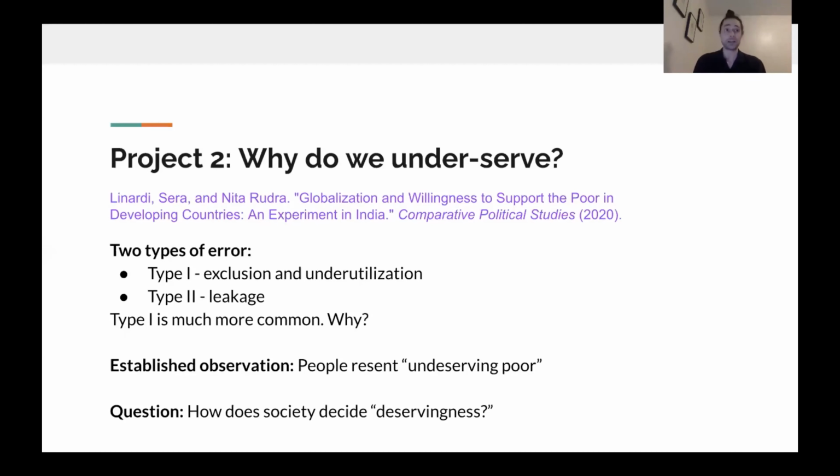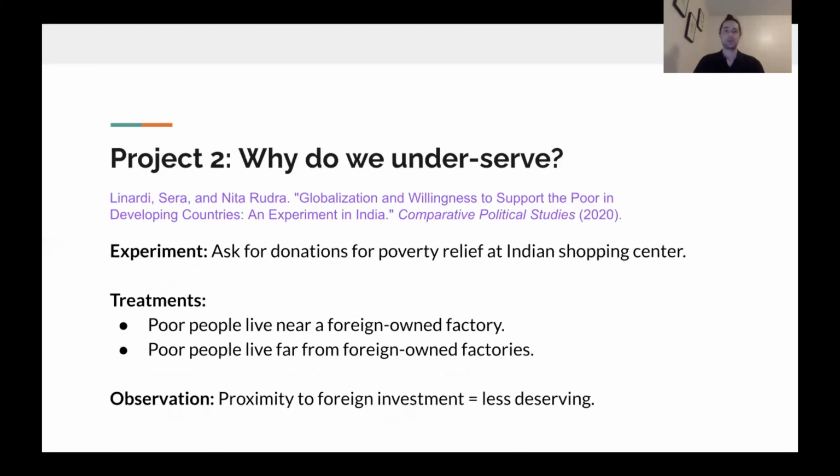If you look broadly across lots of social programs, you'll notice that type 1 error is much more common. We are much more afraid of leakage than we are of improper exclusion. And one common explanation is that we resent people who don't deserve benefits who get benefits. So a fundamental question here is, how do we decide who is deserving and who isn't? And that's a question that this paper answers in a specifically development context.